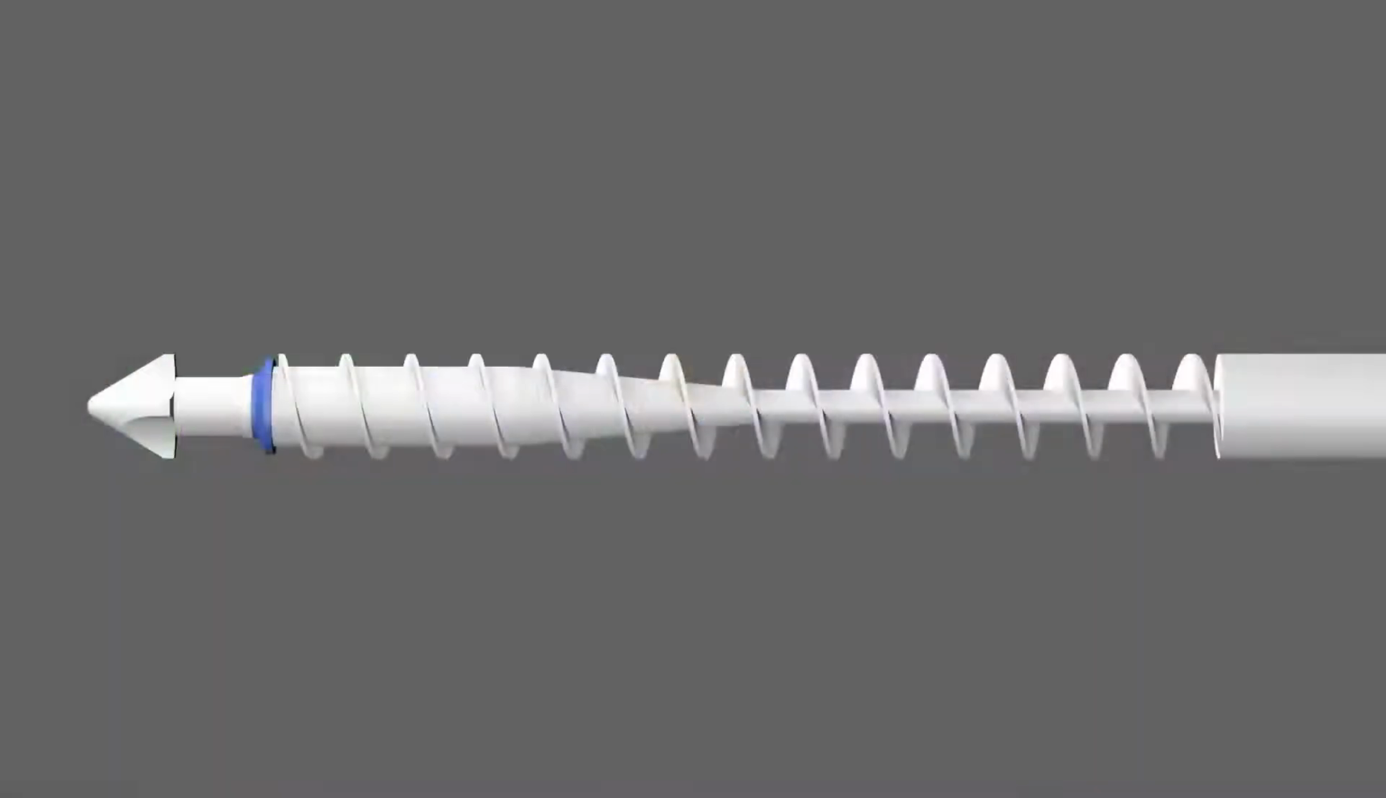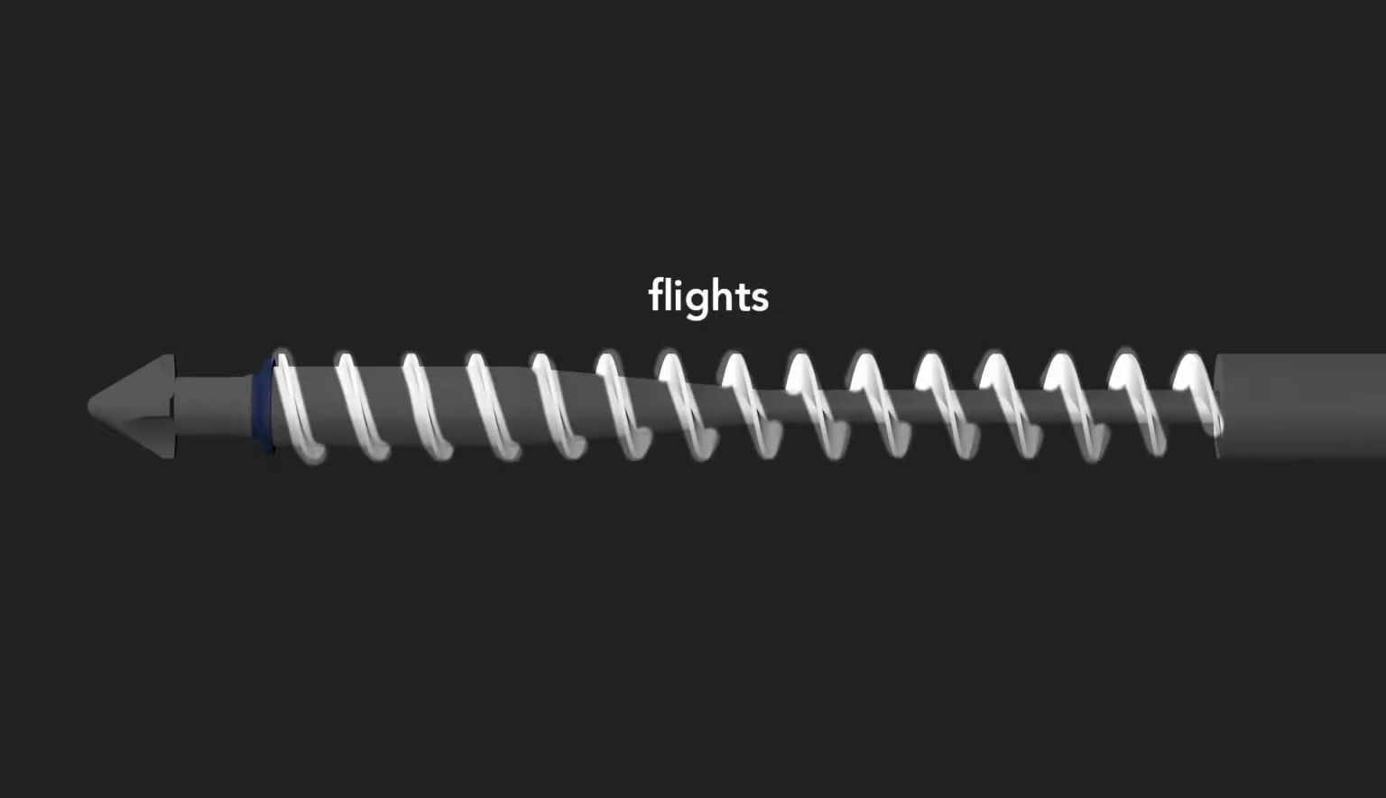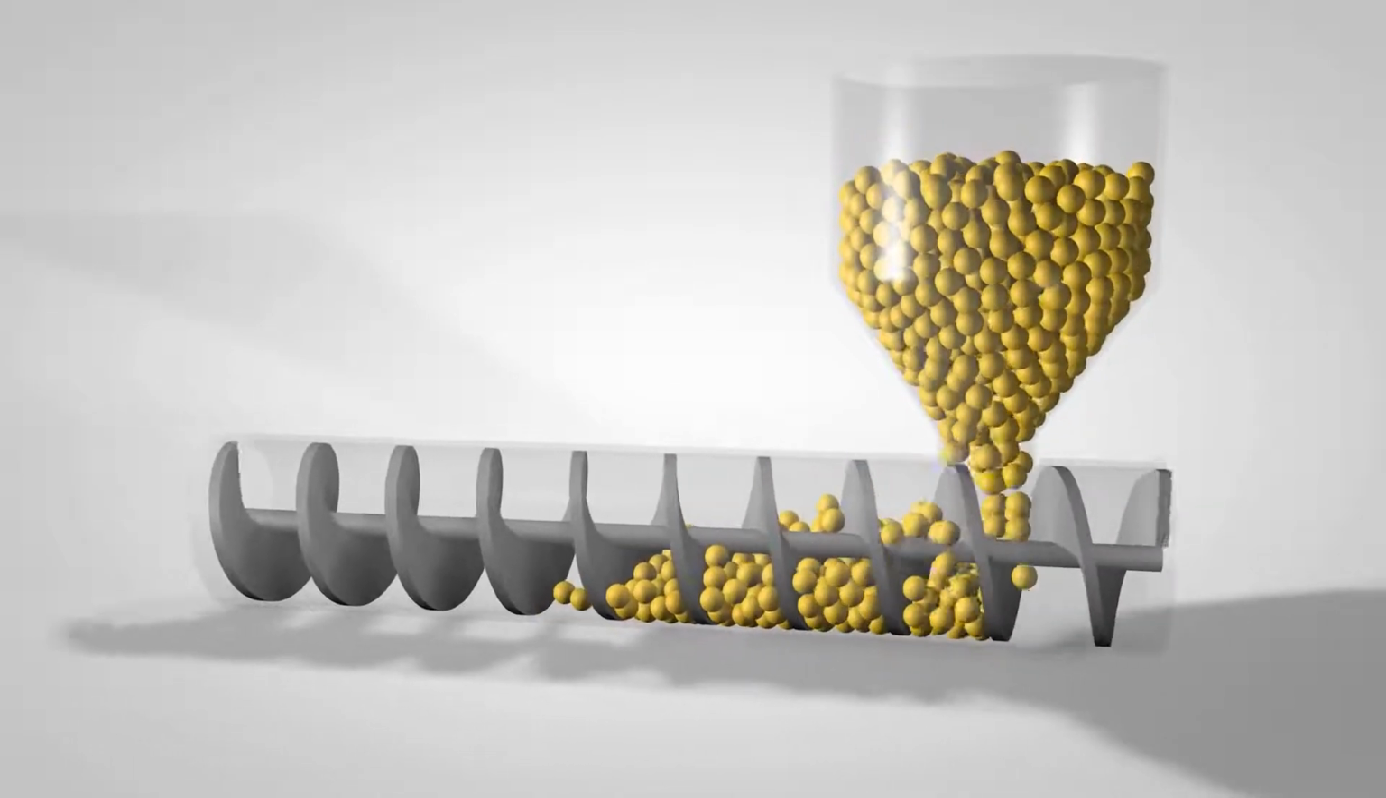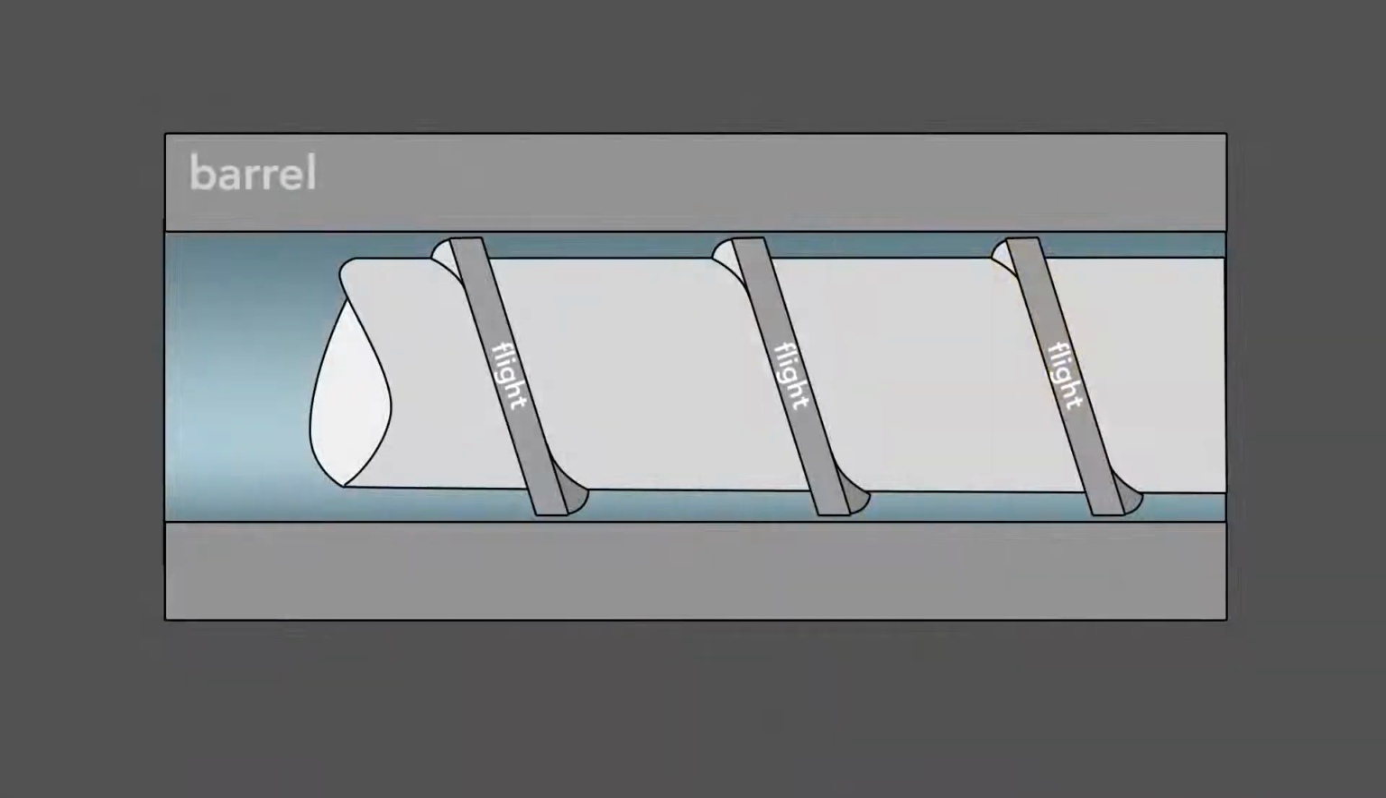Second, the screw has flights that wrap around the shaft. As the screw rotates, the flights transport the raw material forward through the barrel. The flights also serve to mix the plastic. The screw action agitates the melting pellets within the flights to create a uniform mixture. And third, the screw action itself heats the plastic throughout.